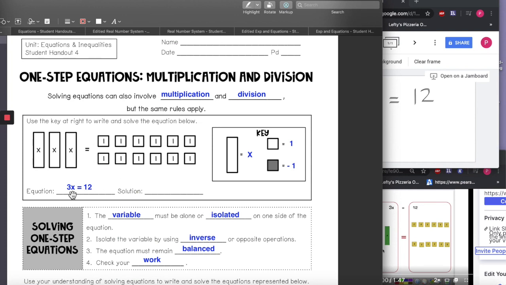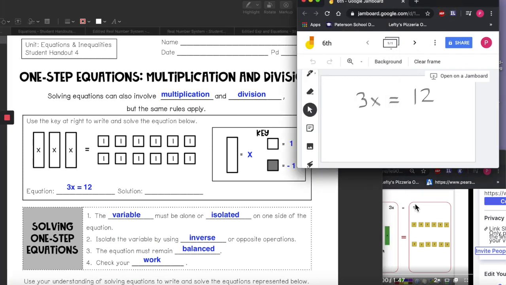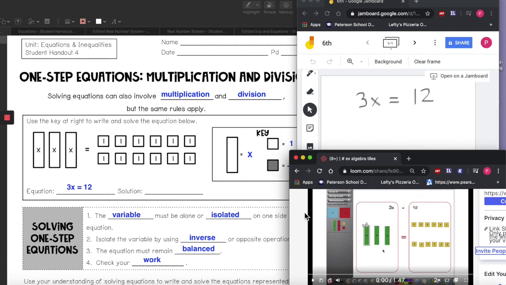Right here, we have 3x. You know that a number next to a variable is multiplication. So what's the opposite of multiplication? It is division. So I'm going to use my algebra tiles as well to help solve this equation.